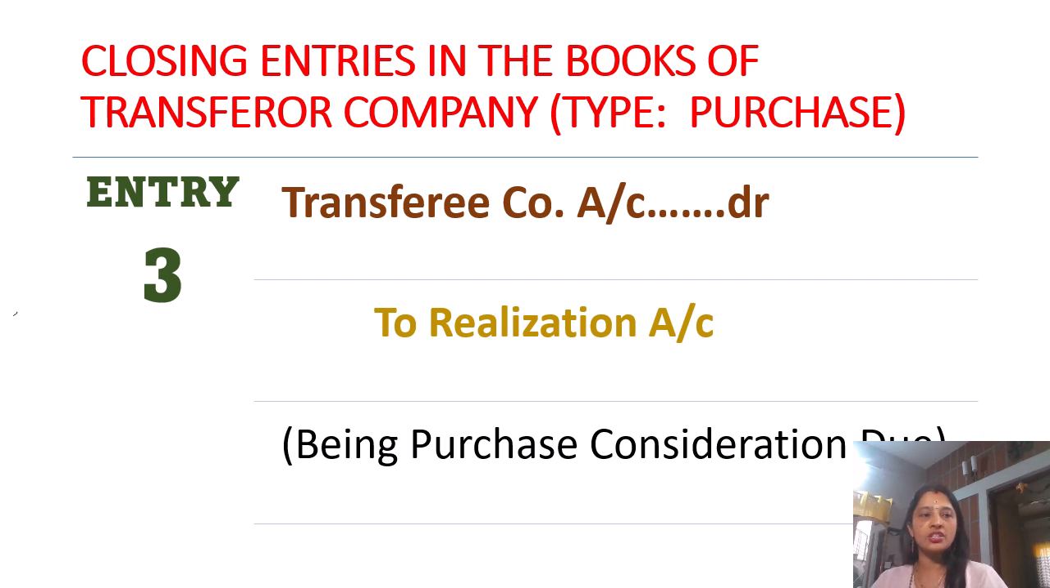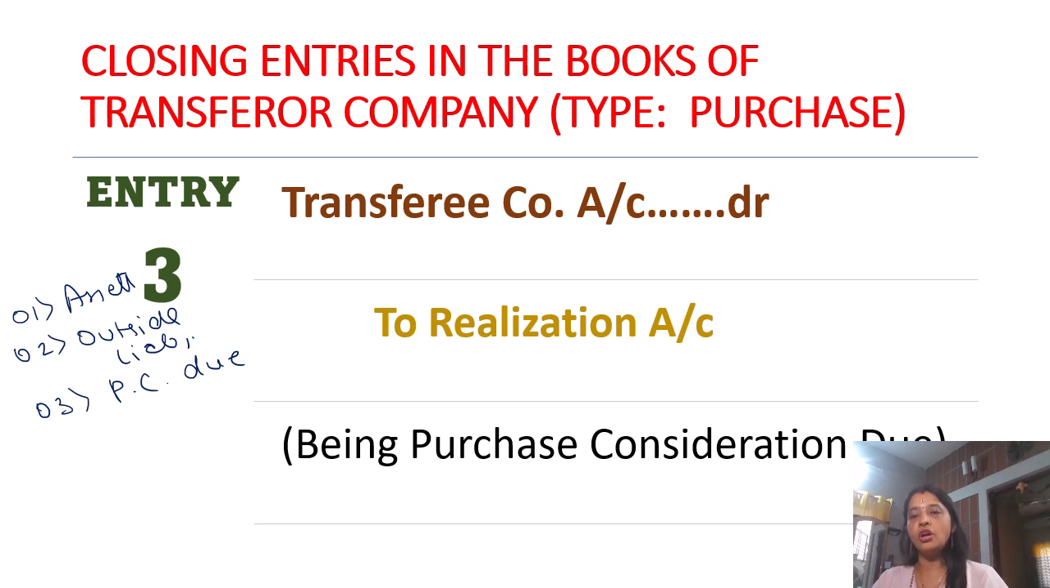So what all did we finish? The first one was transferring the assets to realization account. The second one is transferring outside liabilities to realization account. Now the third one is for PC due. So remember it like these steps. All 13 steps, memorize and remember. If it is there in the question, pass that entry. If it is not there, omit that entry.